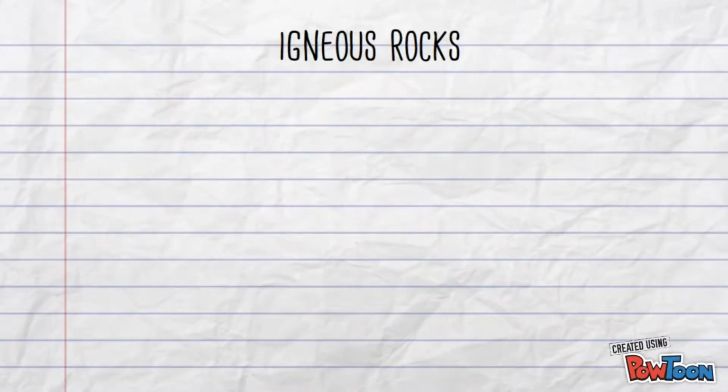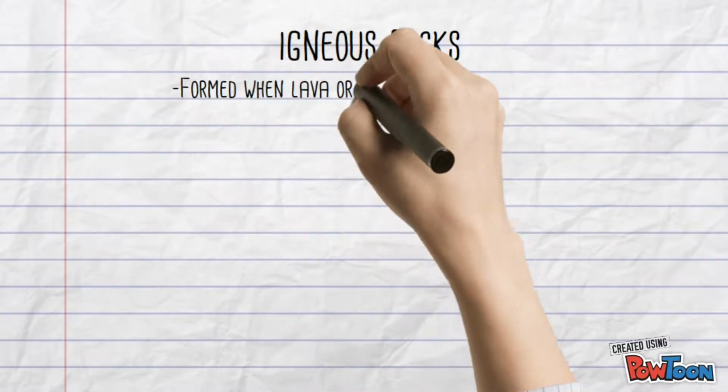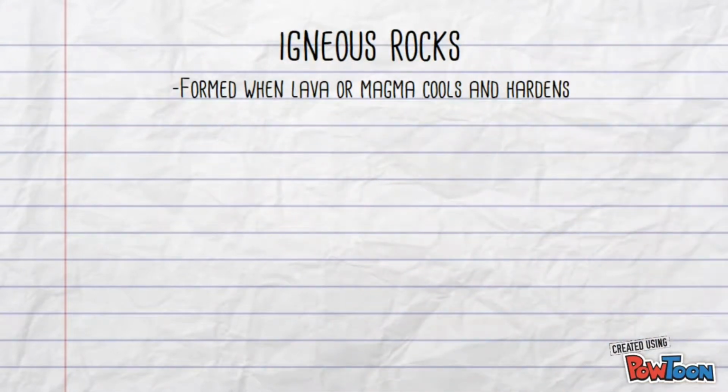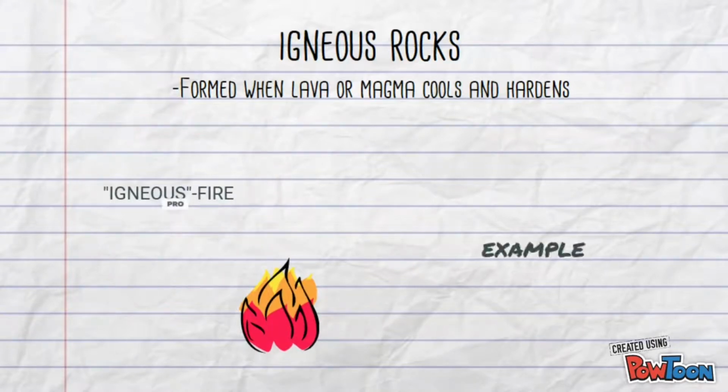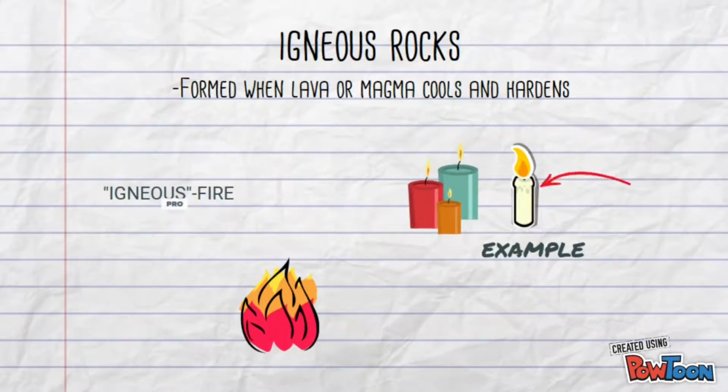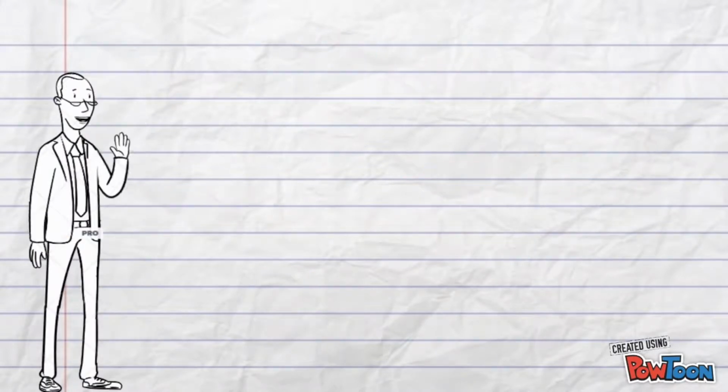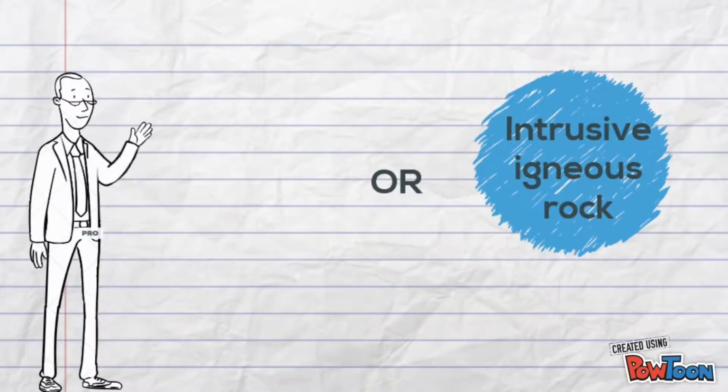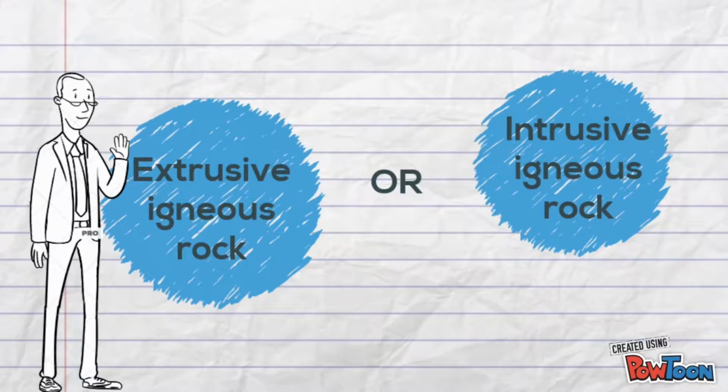So let's begin with igneous rocks. These rocks are formed when lava or magma cools and hardens. The word igneous comes from the word fire. You know, like when you ignite a candle, the liquid candle wax drips and hardens. And depending where the molten rock cools down, it can either form an intrusive or extrusive igneous rock.